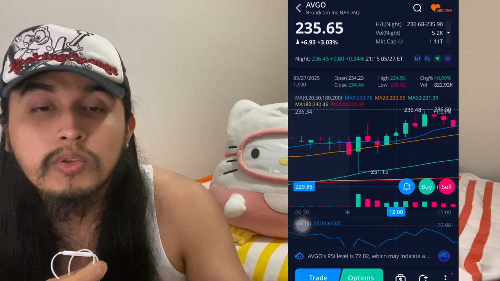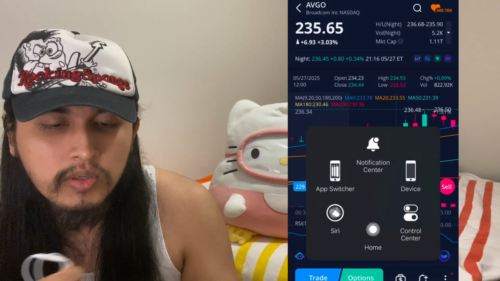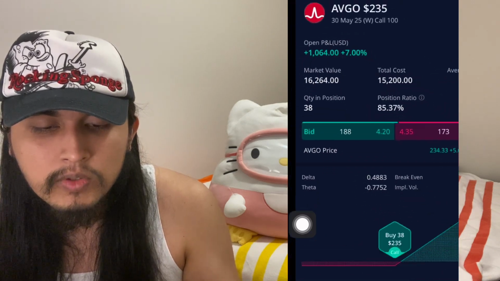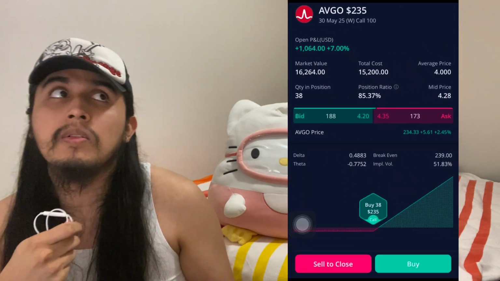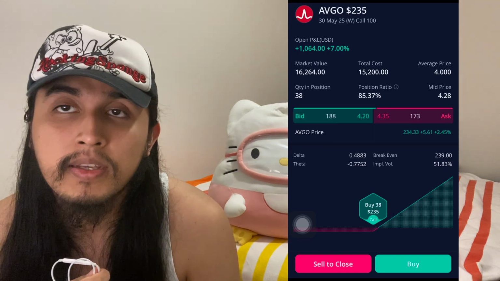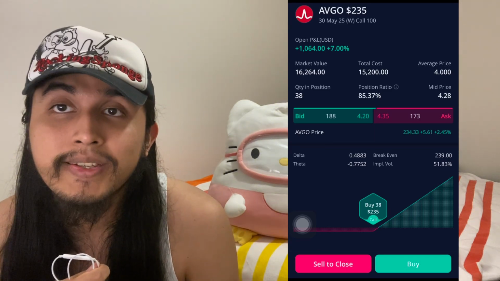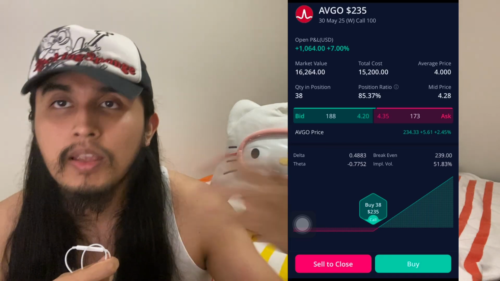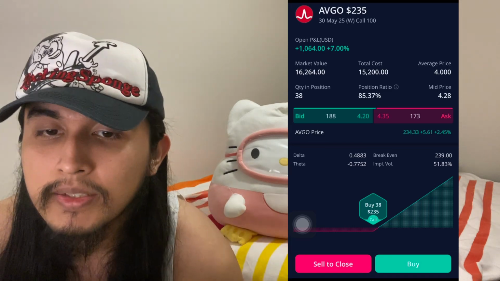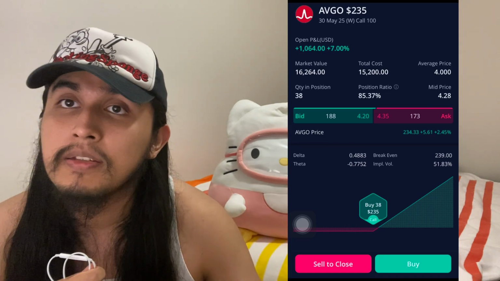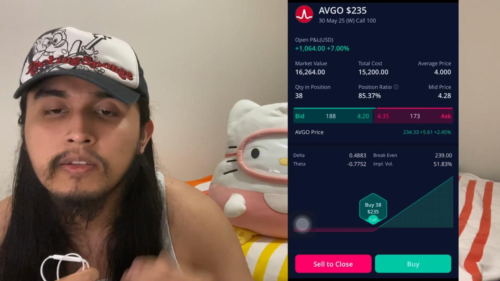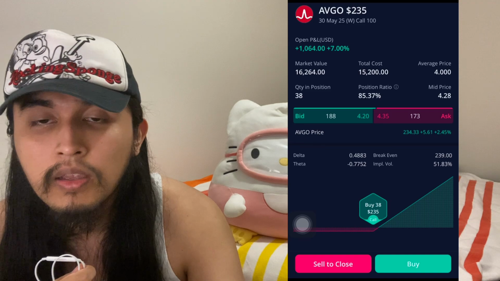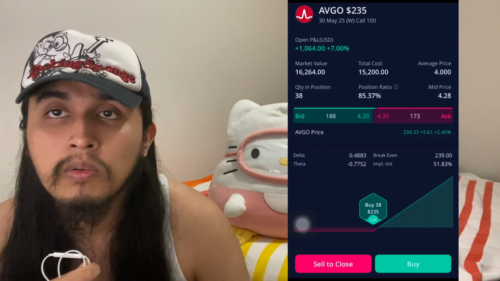I'm going to pay attention to the percentage where it says 7%, right? So basically, if it surpasses 5%, or if it reaches 10%, okay, I'll sell out the position and move on to the next trade. For me, it had surpassed the 5% target, so I was like, okay, I'll take this gain of $1,064 and just move on to the next trade. So that's what I did.